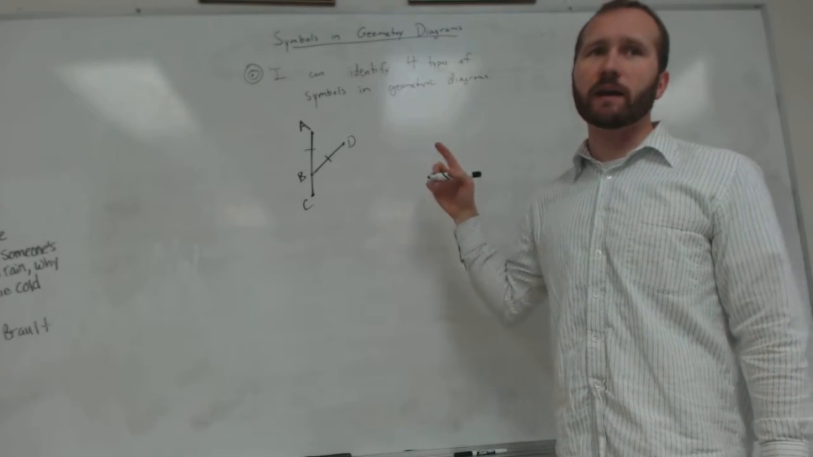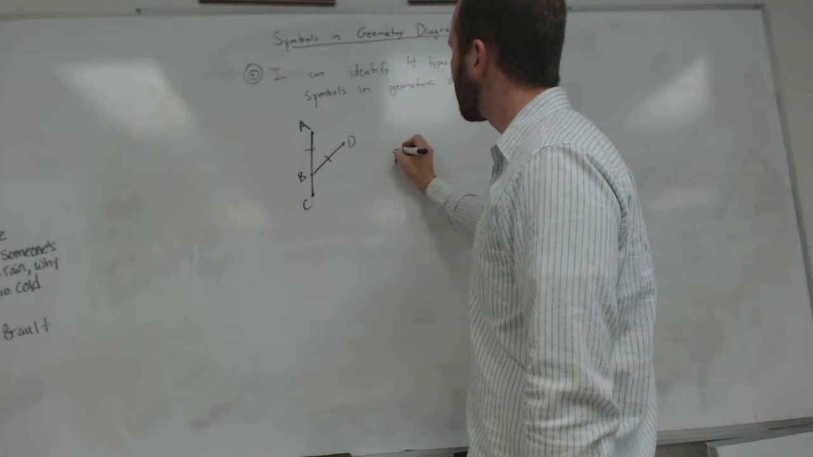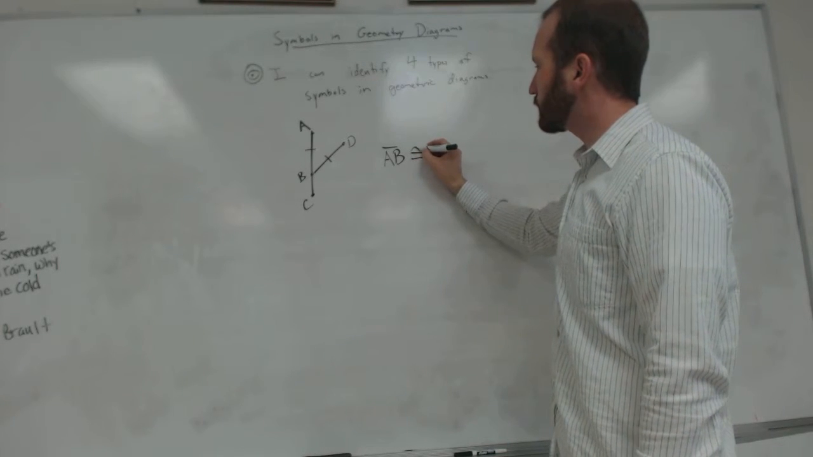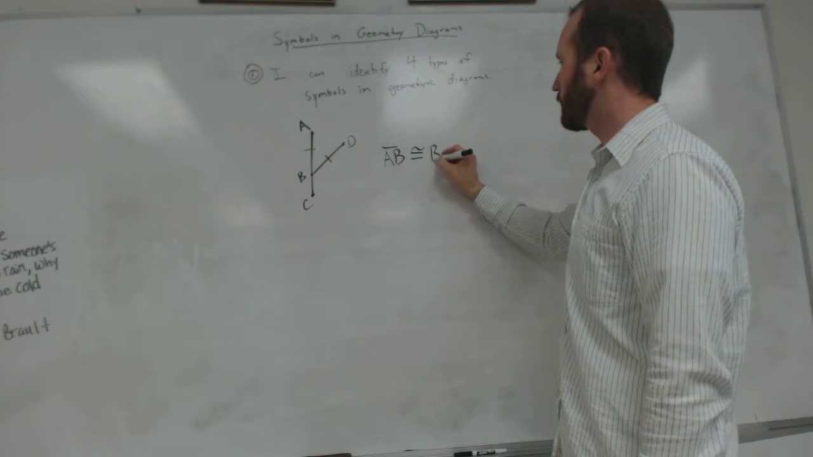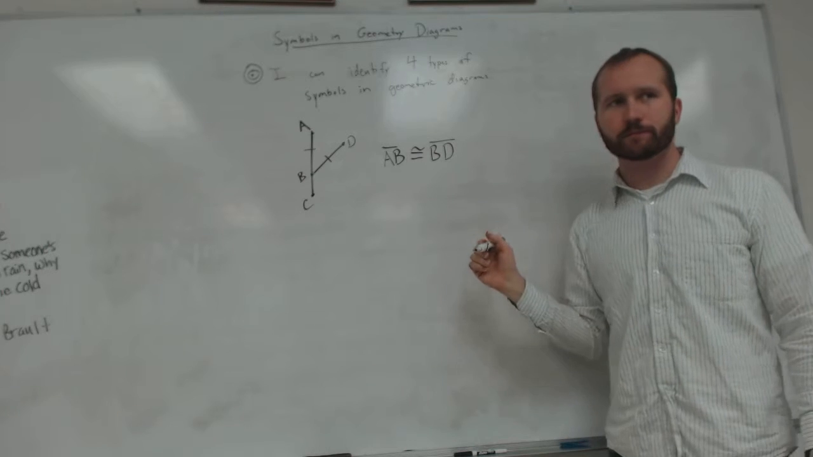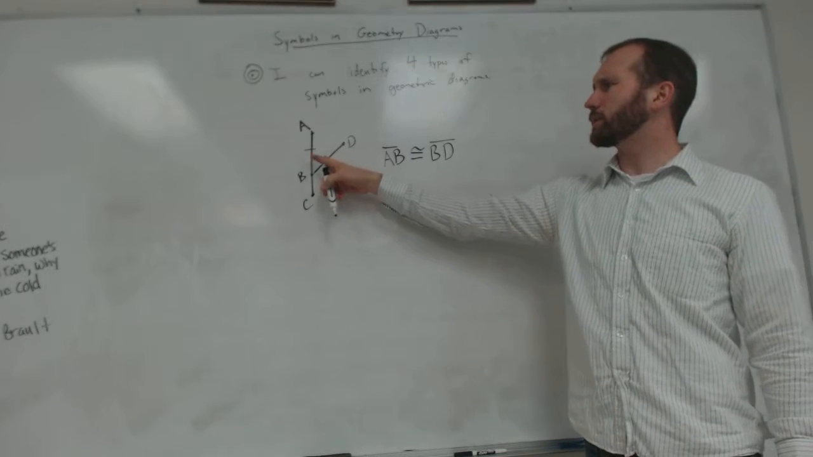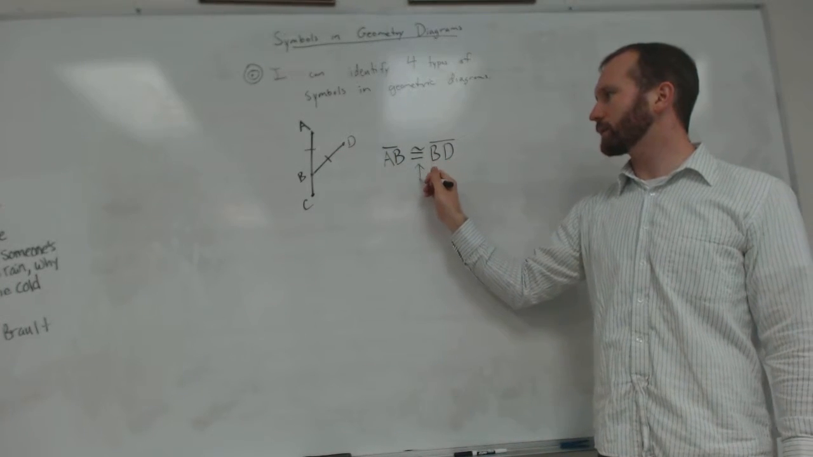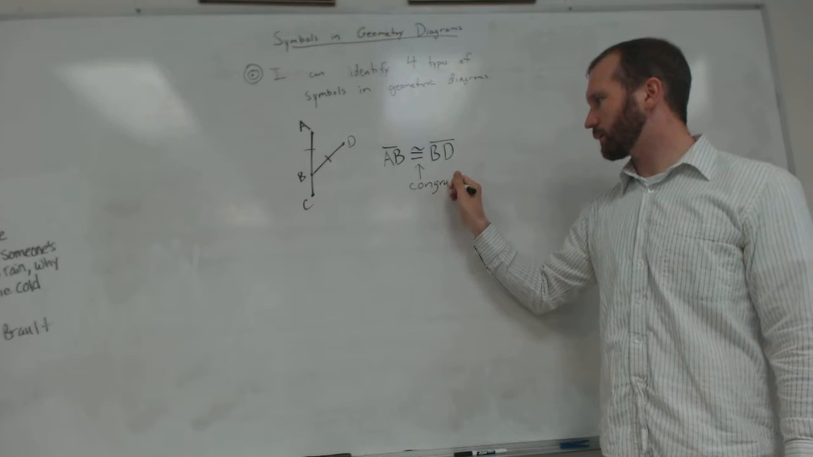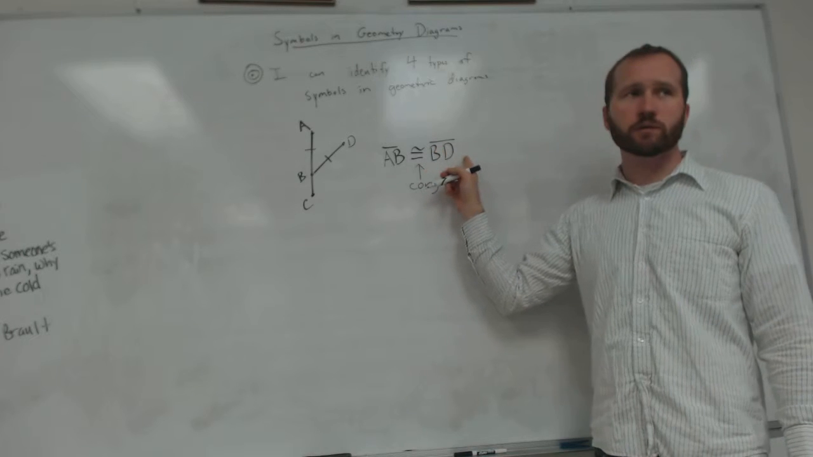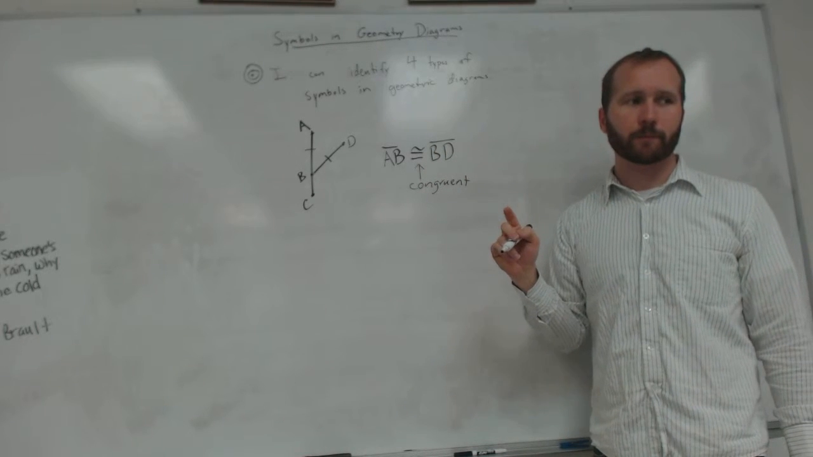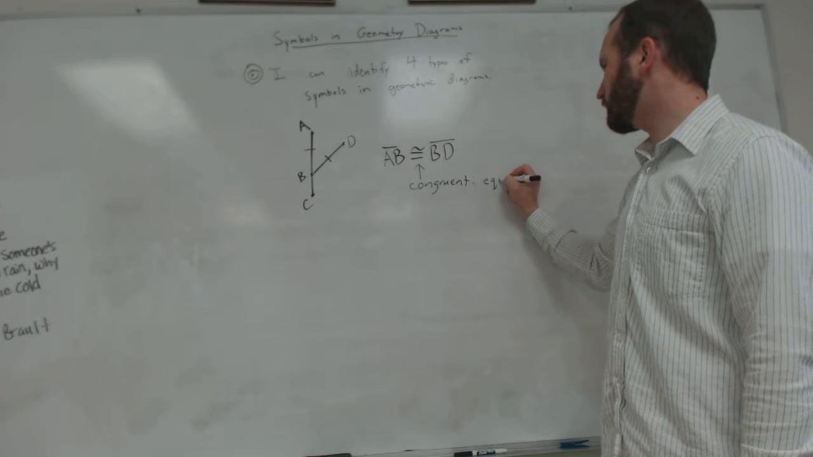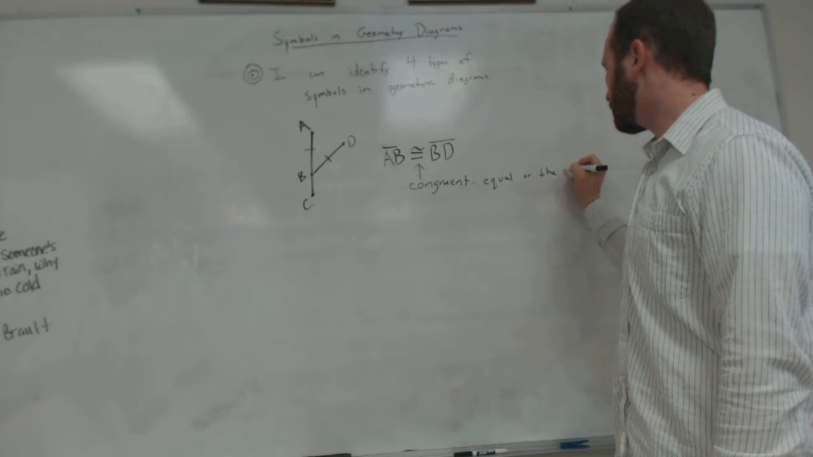The way we would write that is line segment AB is congruent to line segment BB. So one line here and one line here means that this line segment, here's the symbol for congruent, is congruent to this other. What does congruent mean? Same. Equal or the same.